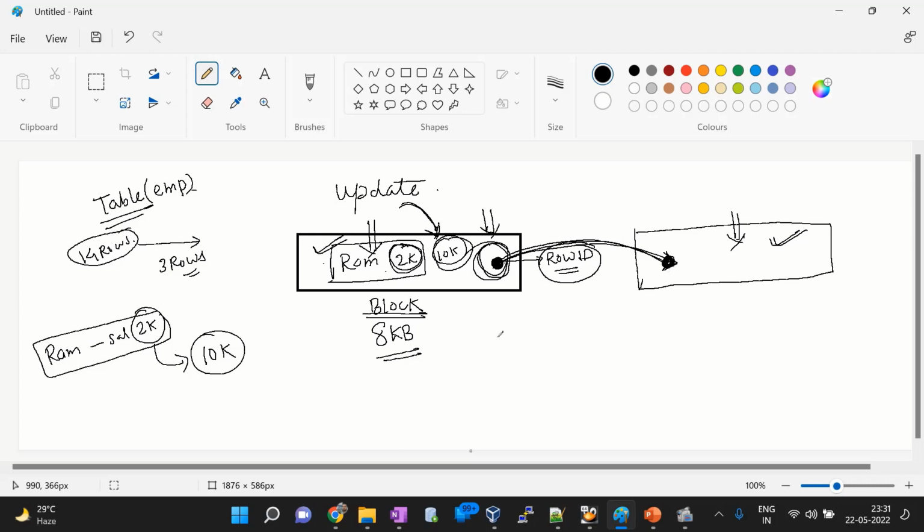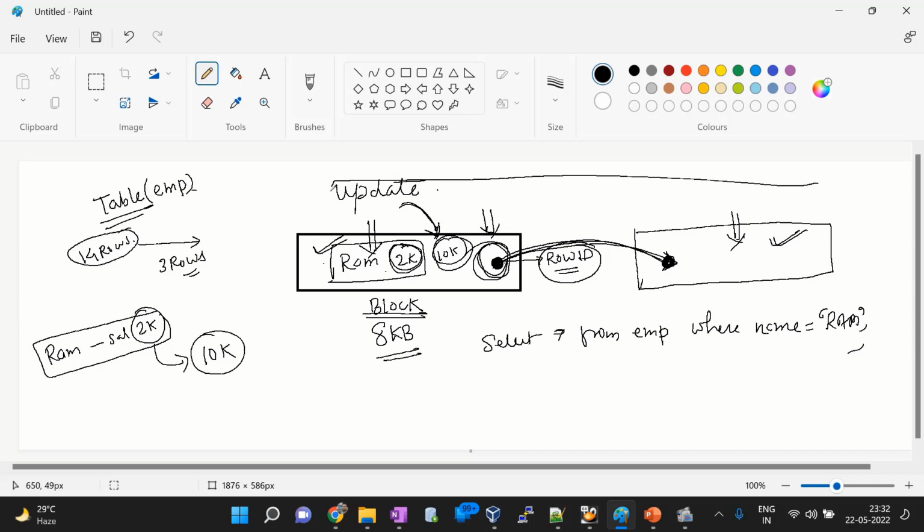Okay, so whenever you fire this command, select star from emp where name equal to ram, in this scenario what will happen? These two blocks as a whole will be taken by the server process and moved to the database buffer cache to display the output.